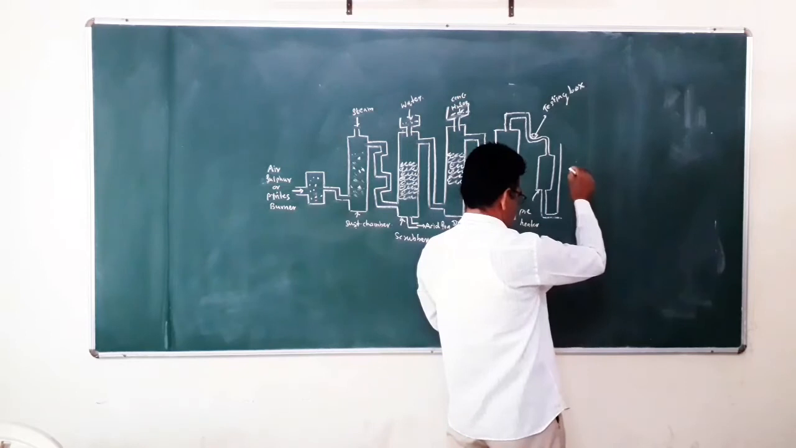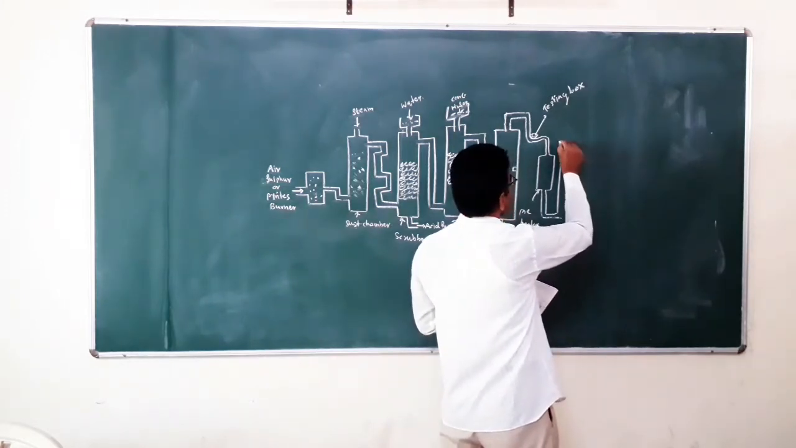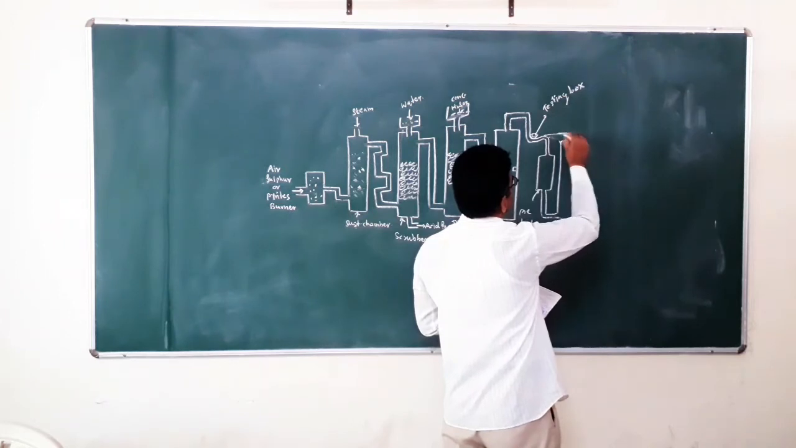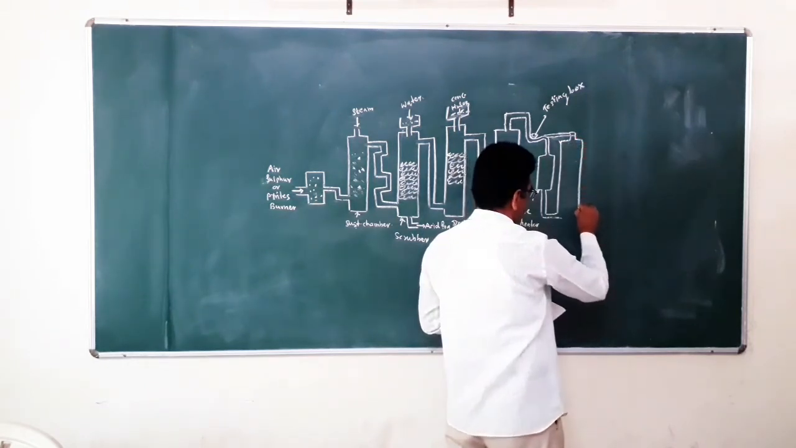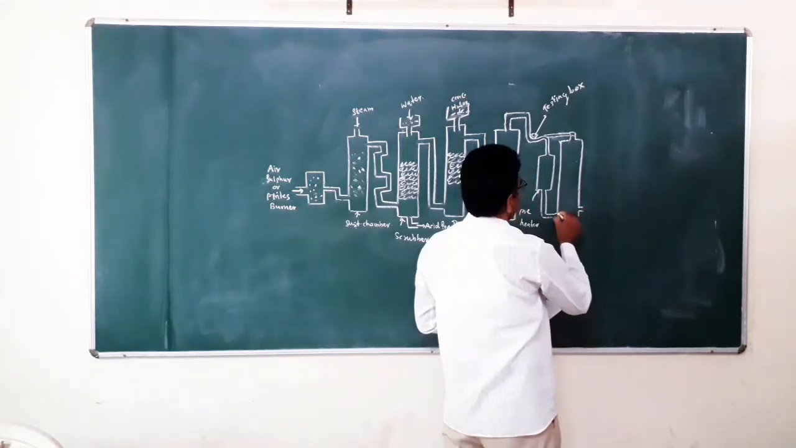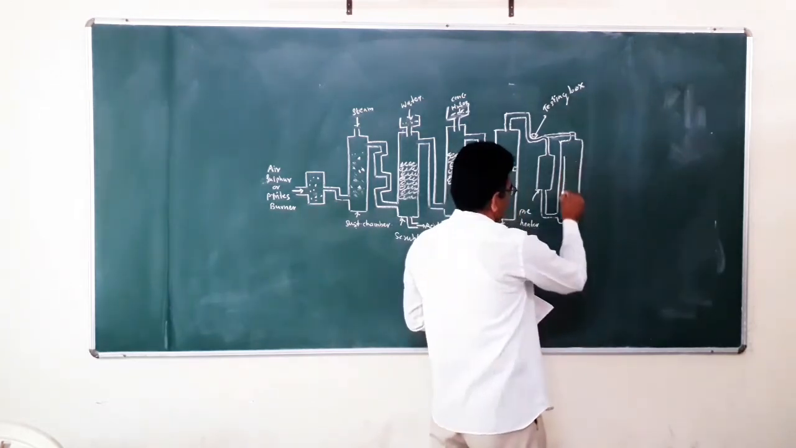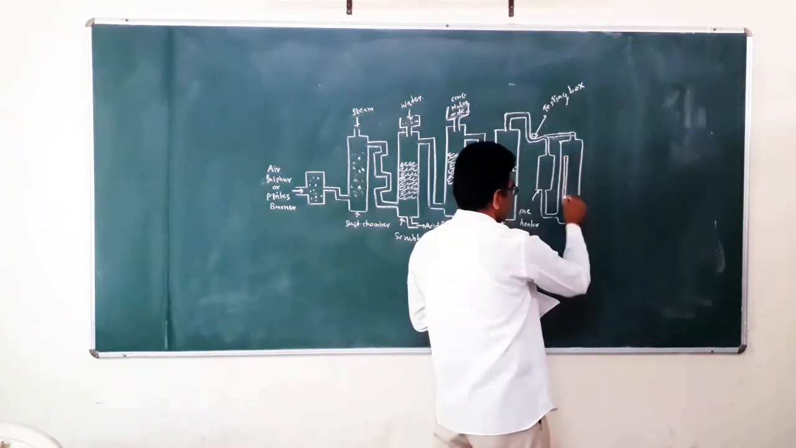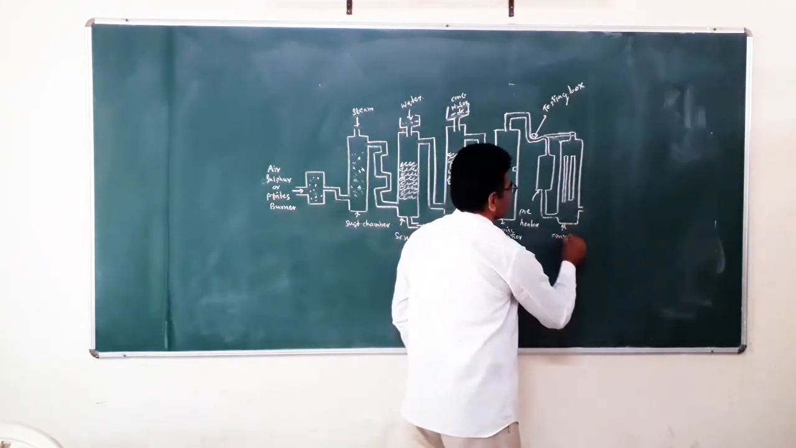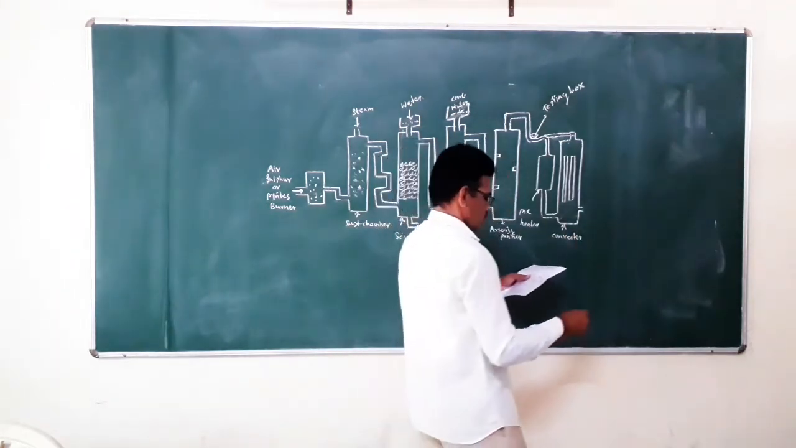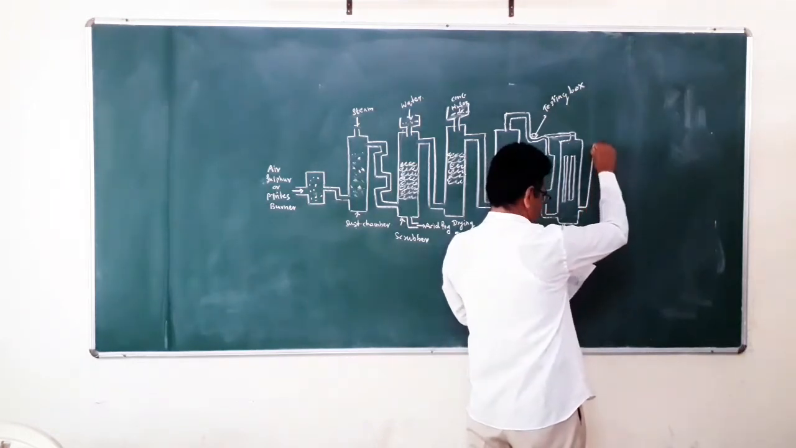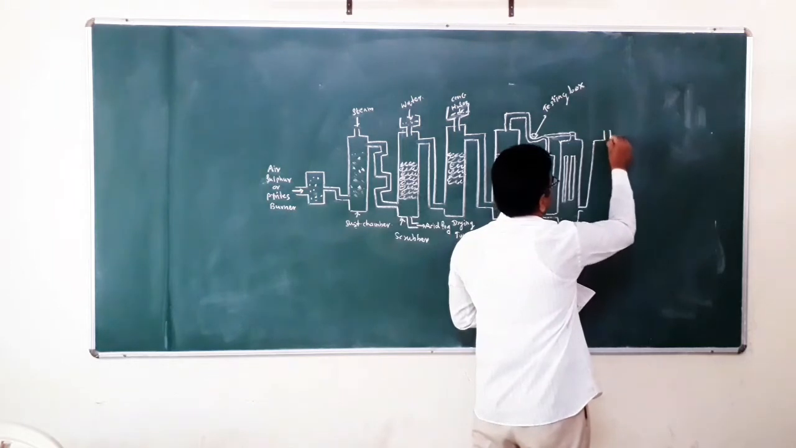Here in the converter the catalyst is placed. This is converter. Then this passes into the absorption tower.